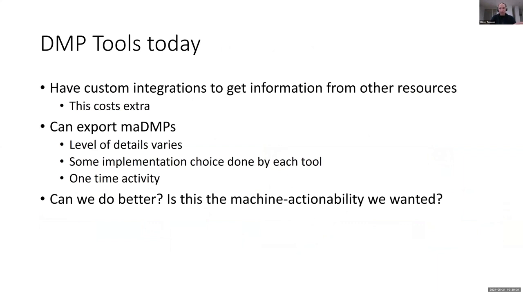When it comes to the maDMPs, because this is the main topic of my talk, basically, where are we with the maDMPs? All of the tools can export maDMPs, but the level of details is different, because some of the tools talk about the datasets in the tool, like they can tell that the DMP consists of 10 different datasets. Some of them pack them as one big dataset. There are some implementation choices done by each tool, how they fill out specific fields. And what is common for most of the tools, all of them, exporting a maDMP is a one-time activity, meaning the user clicks something in the tool and then says export. And then a JSON file with the maDMP is created, and that's it. It's not a continuous activity of adding something into the DMP by different services, but it's rather a way to migrate information from the DMP tool into some other place.